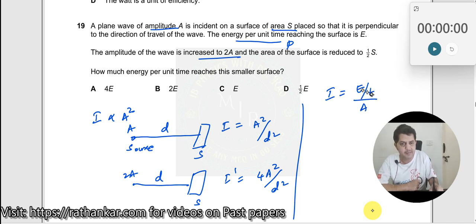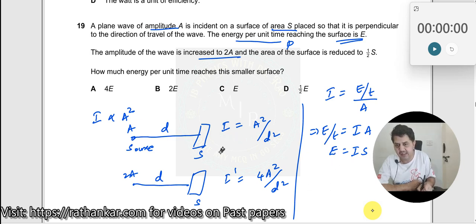Energy per unit time is power. Power by area is intensity. Remember this. Energy per unit time divided by area. So now, if I want to find energy per unit time, which is what you call E here, or power, then energy per unit time is equal to I into area. What is the area here? I into S. So I will write this just as E. Why E? Because he says E here. So E is equal to I into S.